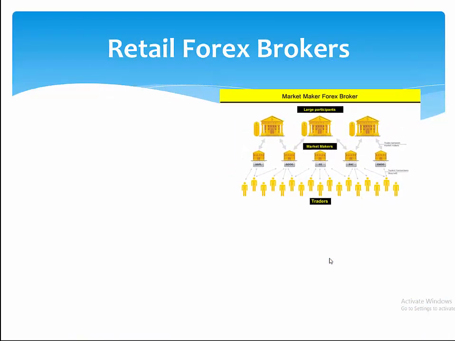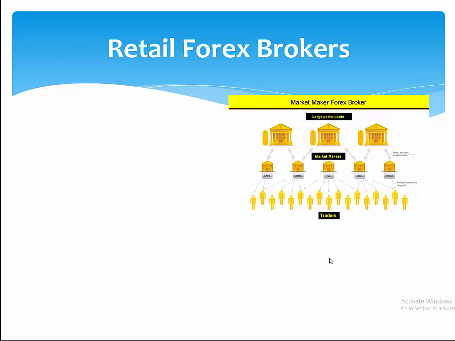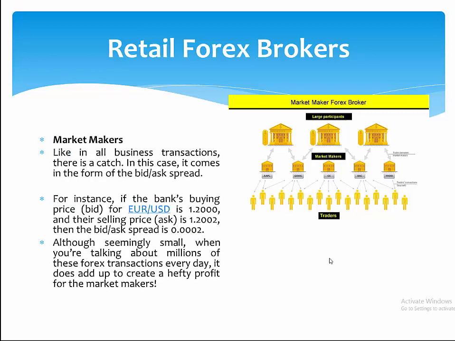Retail forex brokers. Here's the chart for the retail forex broker system. Then the large participants, then the market makers, then the traders. Market makers, like in any business transaction, there is a catch. In this case, it comes from the bid-ask spread. For instance, if the bank's buying price (bid) for EURUSD is 1.2000 and the selling price (ask) is 1.2002, then the bid-ask spread is 0.0002. It's called 2 pips. Although seeming small, when you are talking about millions of these forex transactions every day, it does add up to create a hefty profit for the market makers.